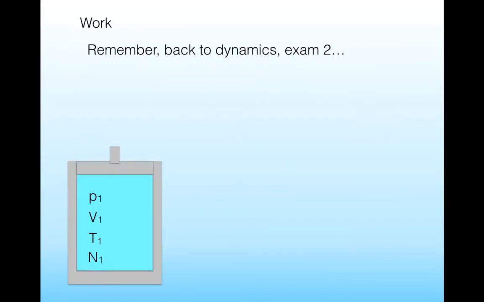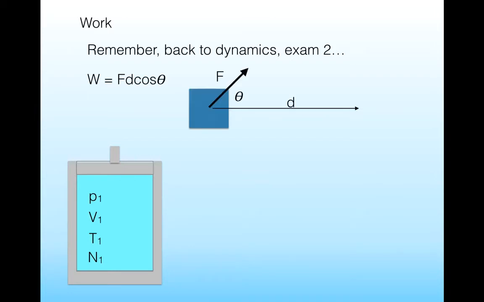Another way that we can transfer energy is through work, which is what we talked about a lot when we were talking about dynamics for exam 2. And we talked about it also when we were talking about the first part of conservation of energy for the upcoming exam, which will happen next week. So remember back to our general expression for work. We say that work is equal to force times distance times the cosine of theta between those two vectors, the force vector and the displacement vector.